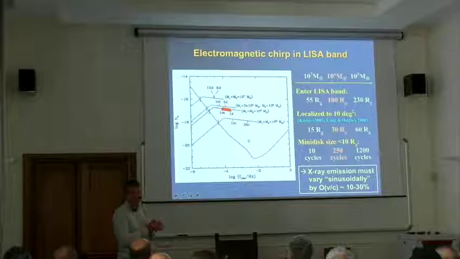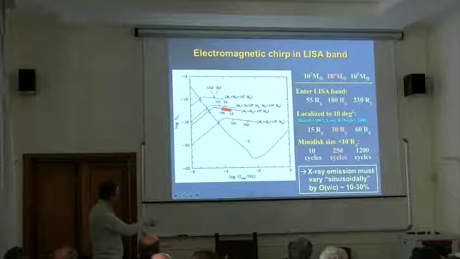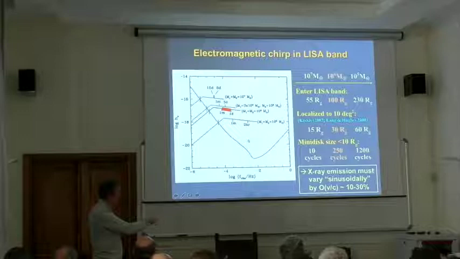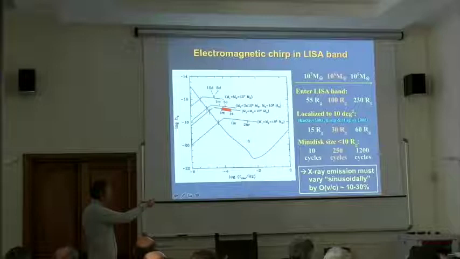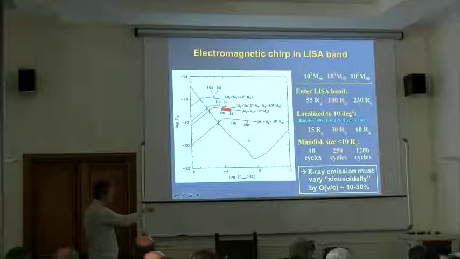This is a diagram where you can ignore all the curves except this one, the middle one I marked here. This is the LISA noise curve. This is the orbital frequency. And this is the track of a binary which is 10 to the 6 solar masses. So what happens is it enters the LISA band. From this point, it's visible to LISA when the frequency is about a few times 10 to the minus 5 hertz. It takes about 5 years to get to here.